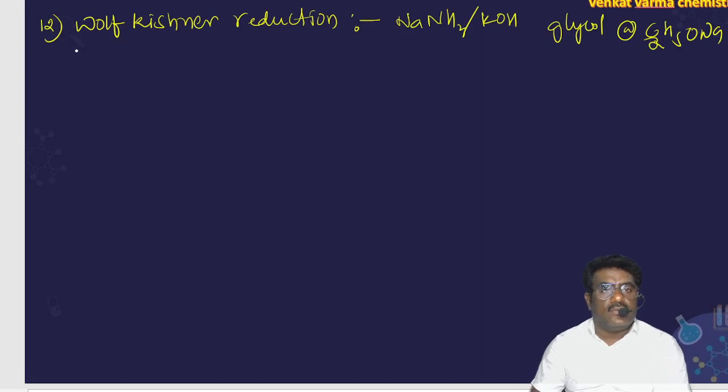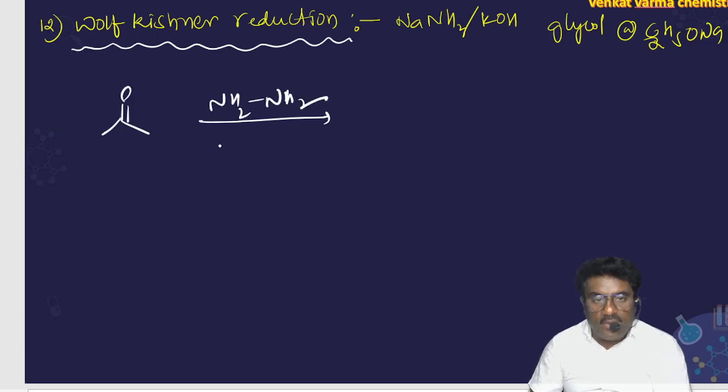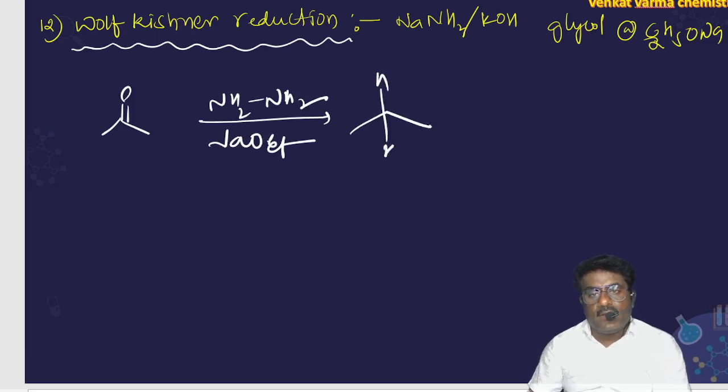Next is the Wolff-Kishner reduction. What is the Wolff-Kishner reaction? The aldehyde or ketone in presence of NH2NH2 hydrazine with KOH in glycol, or sodium ethoxide, gives alkane. This is the Wolff-Kishner reduction.